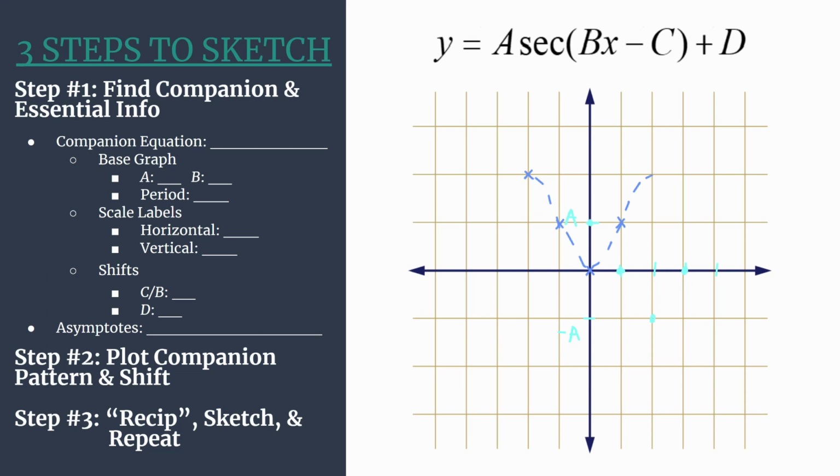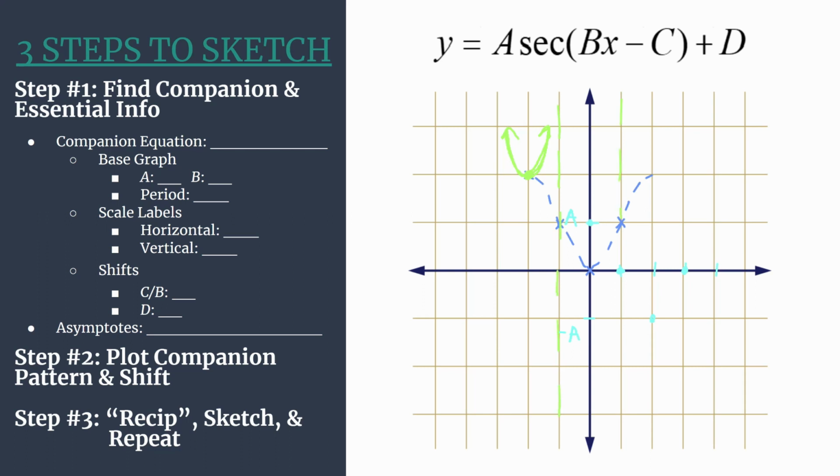So this kind of briefly showed step 2. And hopefully that gives you a better understanding of how you plot that companion cosine pattern and then shift. And then when you create that reciprocal graph in step 3, remember we say that our maximum from our cosine graph turns into a local minimum for your secant graph. So it's kind of building like that. The original zeros from the cosine graph become vertical asymptotes.